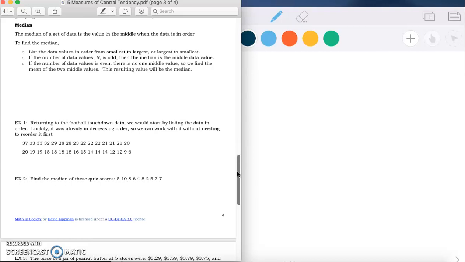And it's actually a really important statistic also. So let's look at example 1. Returning to the football touchdown data, we would start by listing the data in order. Luckily, it was already in decreasing order, so we can work with it without needing to reorder it first.